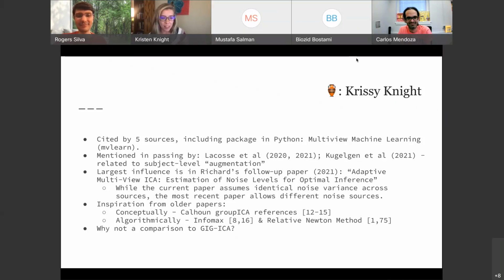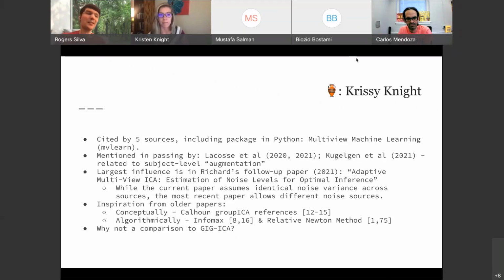And so I think algorithmically, maybe like Infomax and the relative Newton method papers were probably used the most, since this paper was very heavily focused on the optimization techniques. And I too felt like maybe there should be a comparison with the group information guided ICA.